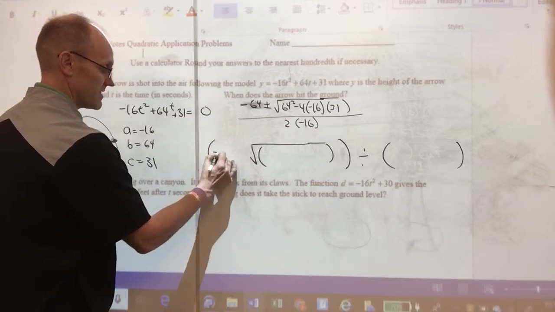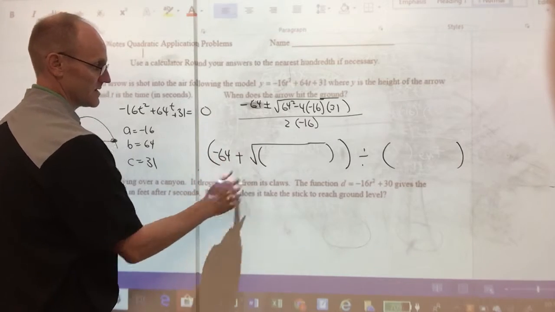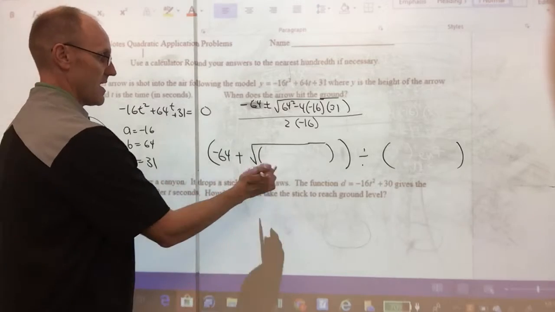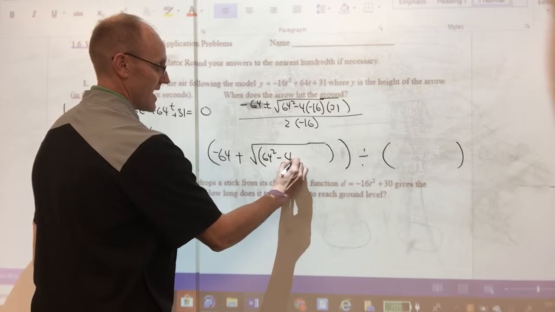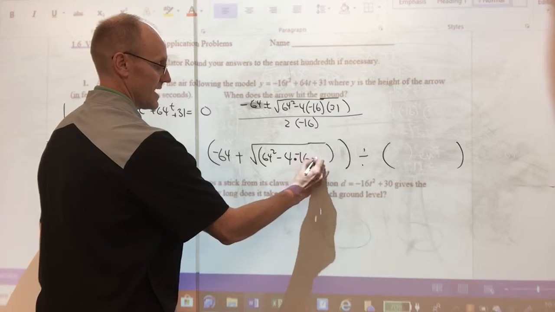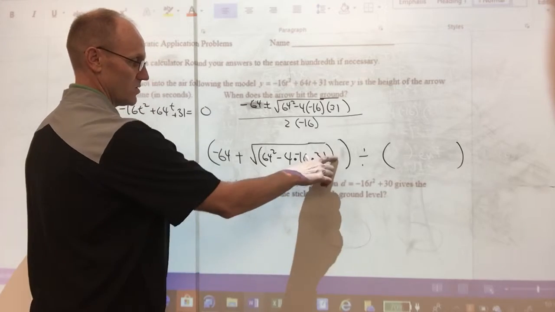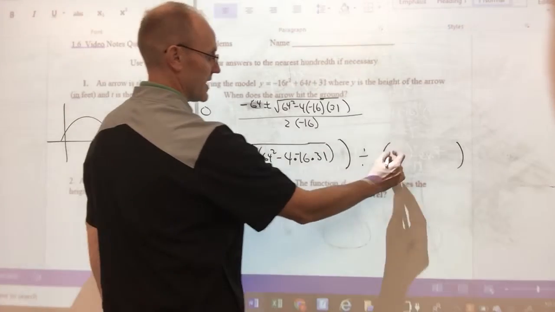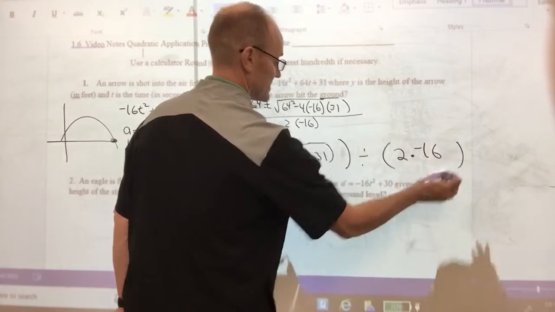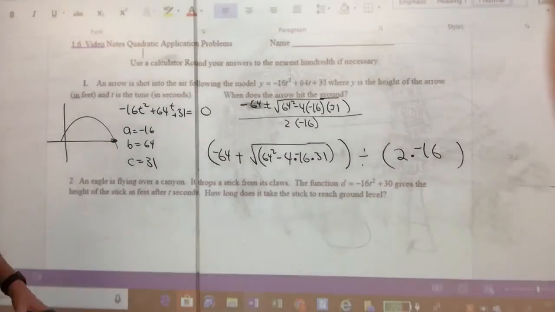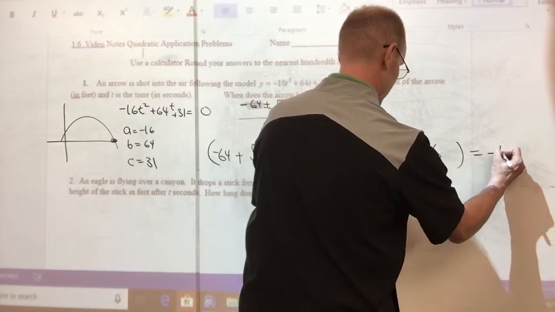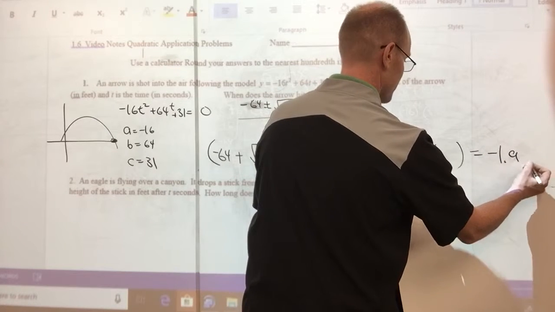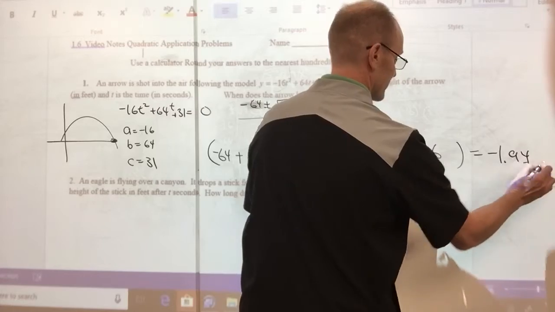So let's go ahead and fill in the rest. I get negative 64 plus, I'll do the minus second, and then in here I'm going to put 64 squared minus 4 times negative 16 times 31, close parentheses for the whole thing, divided by 2 times negative 16. When I enter that in my calculator, and you can pause the video and enter it in your calculator if you want, what I'll end up getting is negative 1.94, rounded to the nearest hundredth.